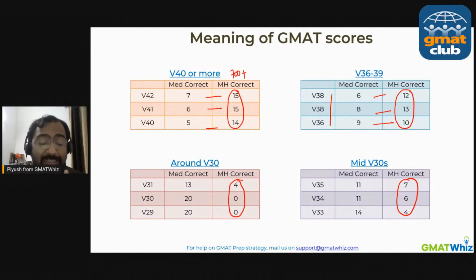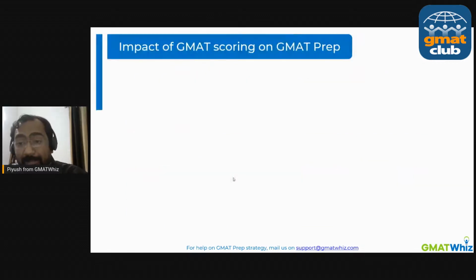It's a little complex, but if you look at it in simple terms, it is all about, first of all, making sure that the algorithm gives you hard questions, by getting the easy and medium ones correct, and then making sure that you get those questions right. Now, what impact does it have on your GMAT prep? Why am I talking about all this? Why is GMAT scoring important for the GMAT prep? Slowly and steadily, I'm going to transition to the GMAT prep part of it, and I'm going to focus on that. Now, why is this important?